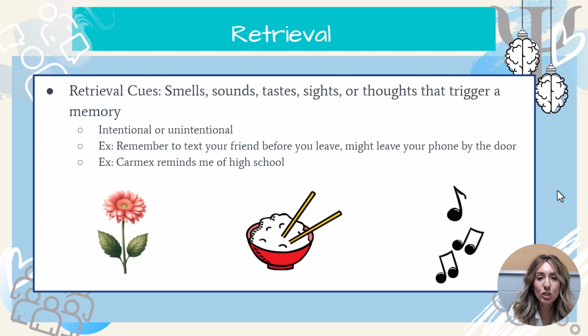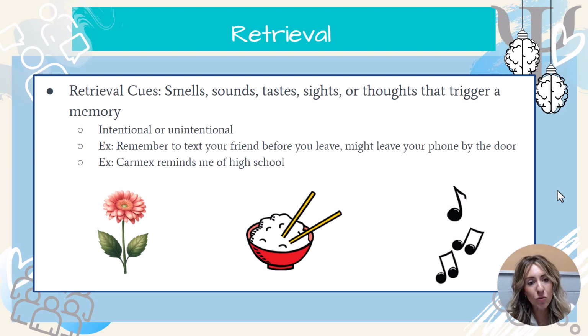There can be intentional and unintentional retrieval cues. An intentional retrieval cue might be this: you want to remember to text your friend before you leave the house, so you leave your phone right by the door, and you hope that when you are leaving the house, you see the phone and think, oh, I have to text so-and-so. That would be an intentional retrieval cue. The phone is the cue for the memory.